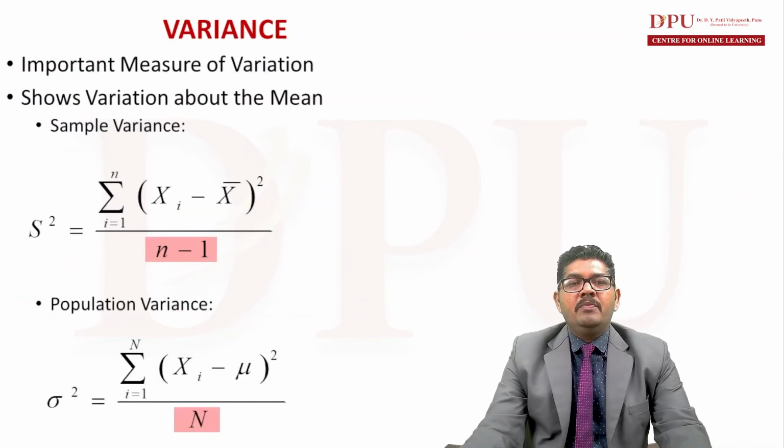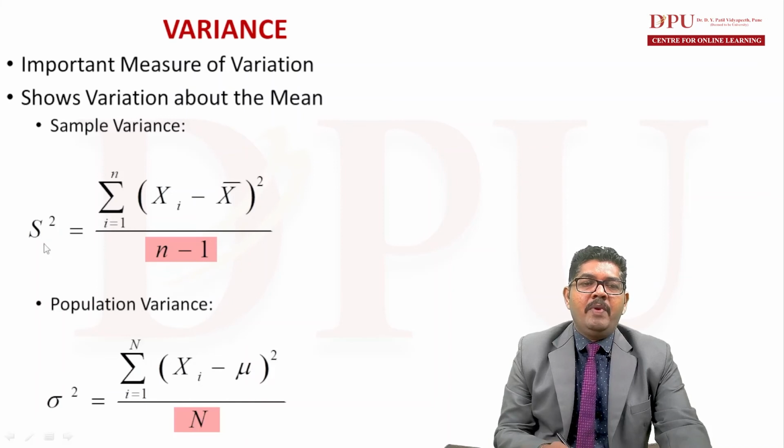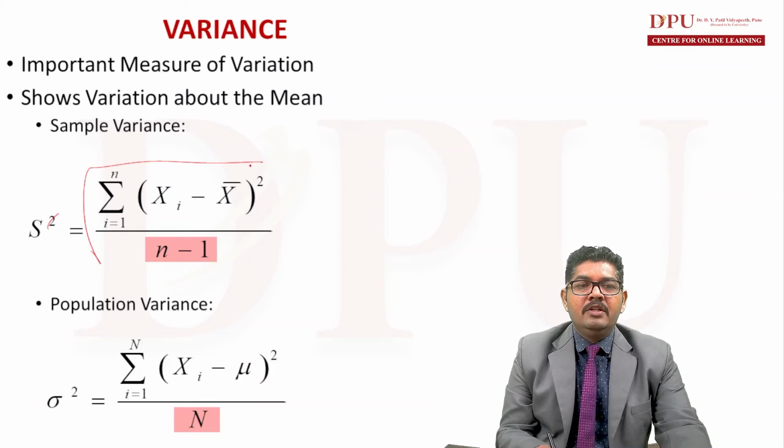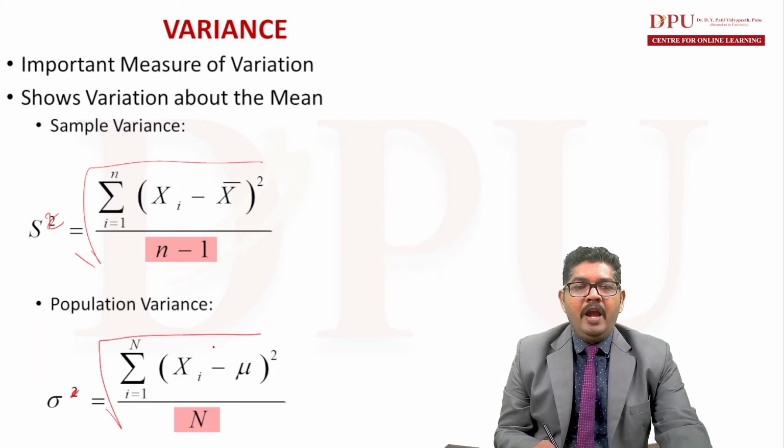Variance is an important measure of variation, showing variation about the mean. Sample variance is given by S square and the population variance is given by sigma square. We have already learned the formulae for standard deviation. The formula for standard deviation is this, and the square of this will be equal to S square. The formula for population standard deviation is this, and once we square it, it will be sigma square.